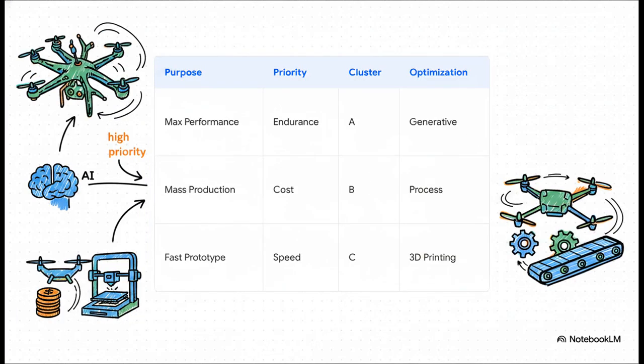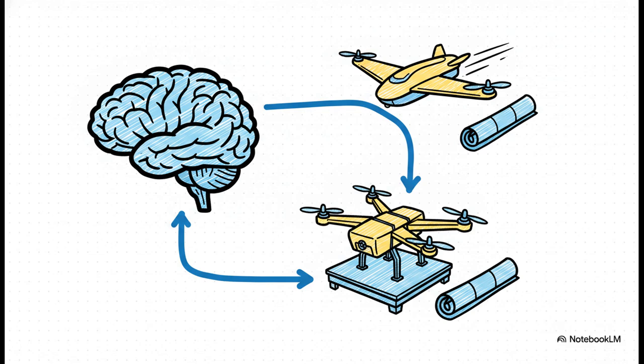This categorization directly links your mission purpose to your manufacturing strategy. Say you desperately need that Cluster A drone for max endurance. Well, you'll be leaning heavily on advanced generative design, resulting in those complex, organic-looking airframes. But if you're pulling from Cluster C for a fast prototype, the AI specifically tailors that design for standard, quick-iteration 3D printing. The big takeaway here is that there is no such thing as a single perfect drone.